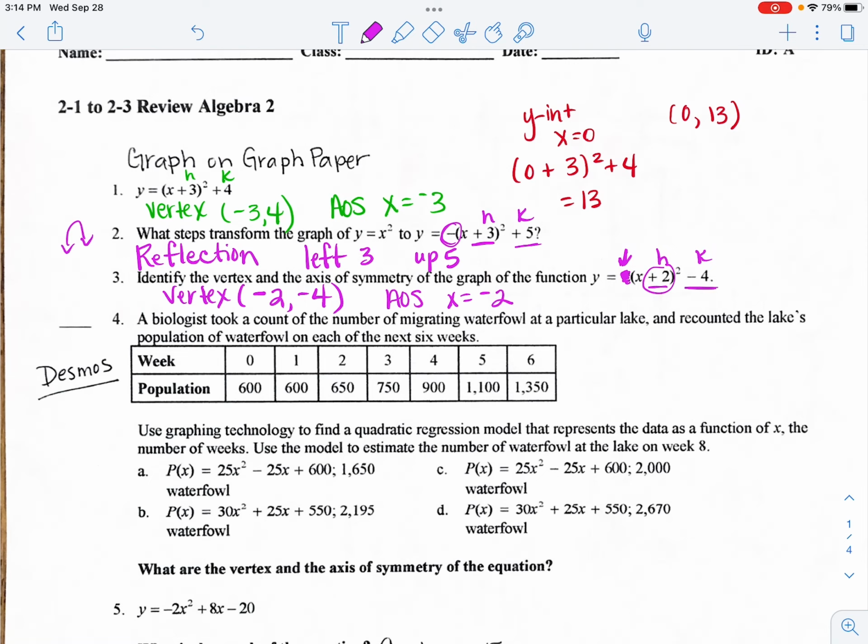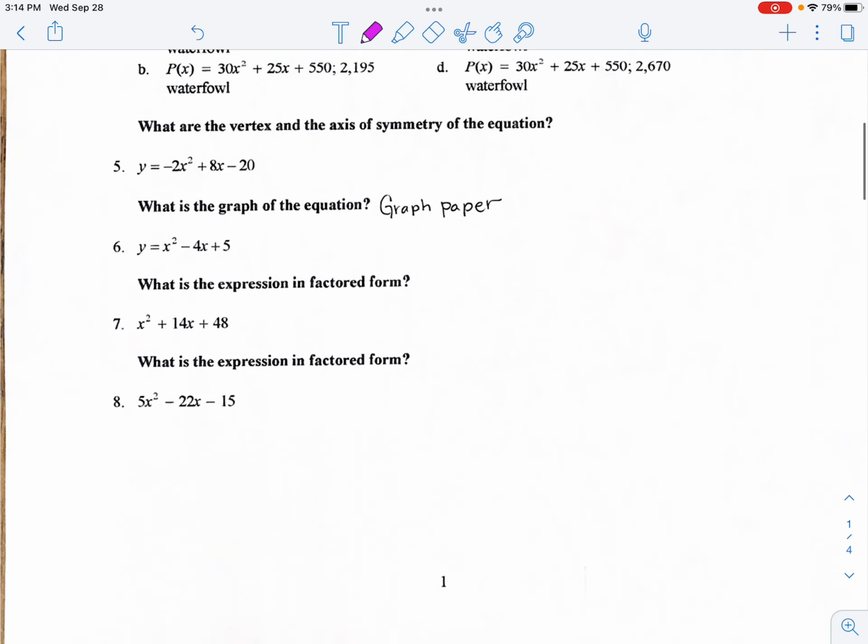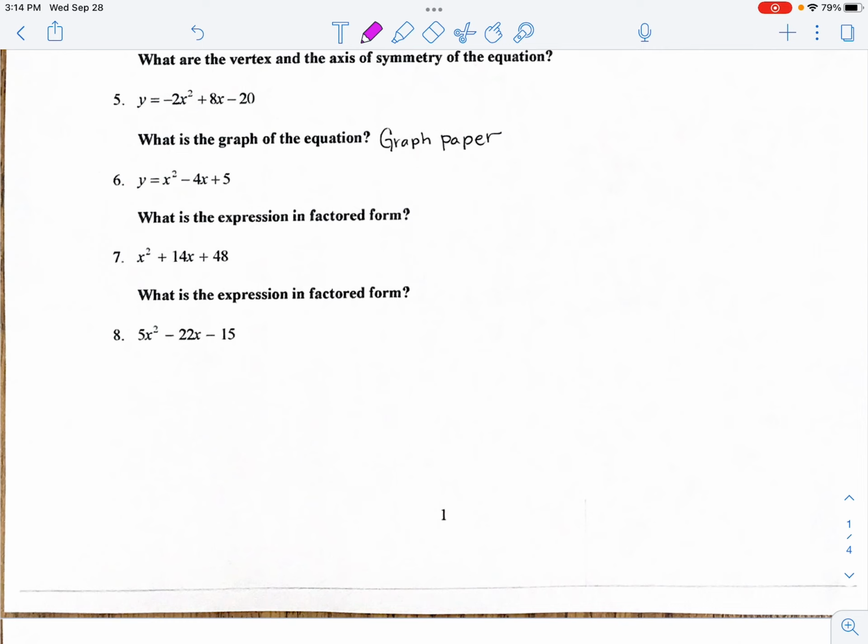I'm going to come back to number 4. If you recall, we did not get to that one in class because the Wi-Fi died, and that will be a bonus question. Come back to it in a minute. Number 5, the vertex and the axis of symmetry in standard form.